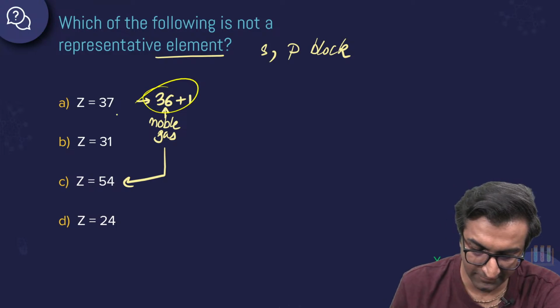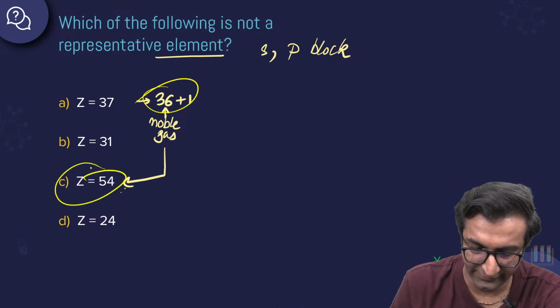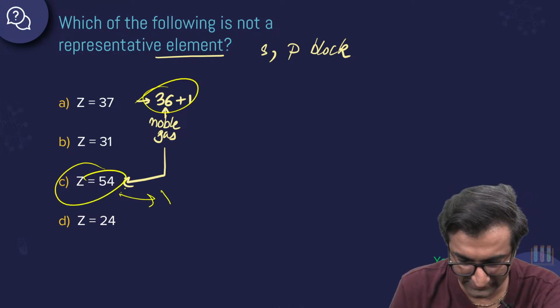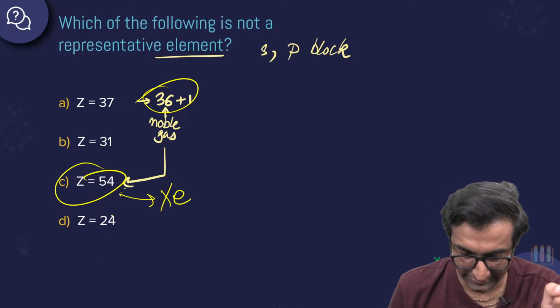Cool. Noble gas plus 1, and this is a noble gas. Yeah. Which noble gas is this? This is xenon, right? All right, great.